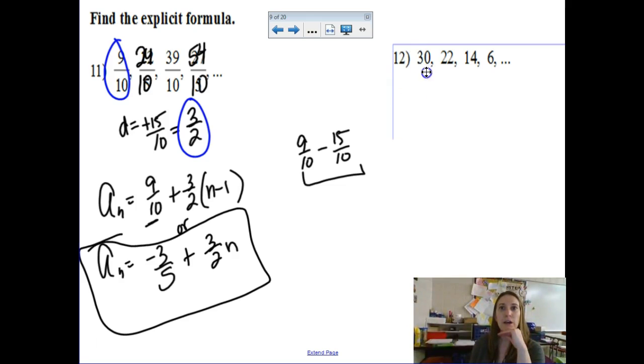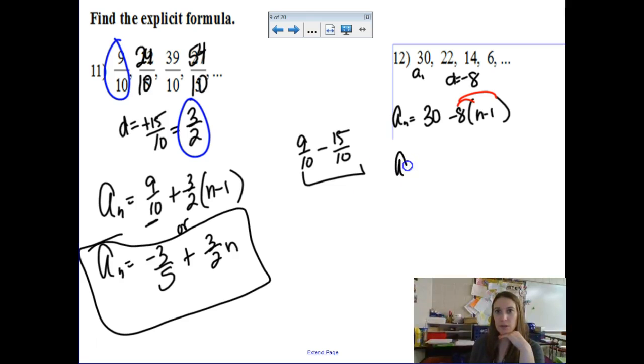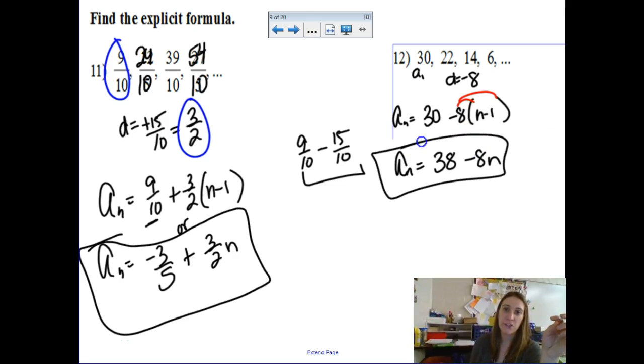Alright, first term, I see that the common difference is they're subtracting 8. So I'm going to start with this formula, which is 30. And then instead of plus negative 8, I'm just going to write minus 8 times n minus 1. So again, distributing this and cleaning this up for the other version of the explicit formula would be, okay, let's see, that's plus 8, so it's 38 minus 8n. This is the version that your answer key will show.